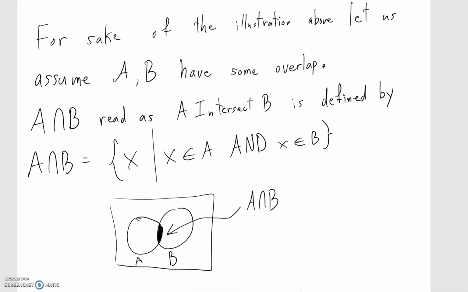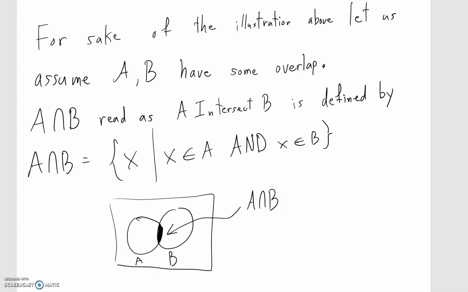Now you'll notice that on the screen I have an A followed by an upside down U and then B. What exactly is this thing? That A with an upside down U and a B is read as A intersect B, or the intersection of A and B. It is defined by the following. This is the definition here involving set builder notation. A intersect B is the set of all elements X such that X is in the set A and X is also in the set B.